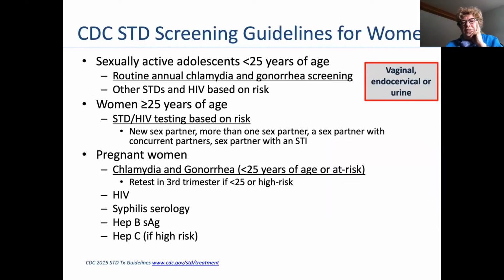And who to screen: sexually active adolescents, if they're less than 25 years of age, are recommended to have routine annual chlamydia and gonorrhea testing. Women, if they're older than 25, based on potential risk of exposure through their partner characteristics, and then pregnant women, and ideally to do retesting in their 3rd trimester.